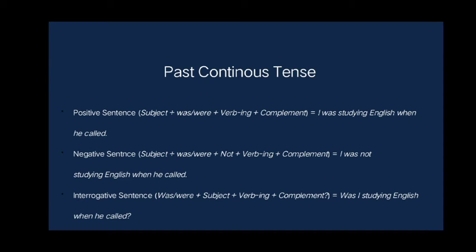Next is past continuous tense. Past continuous tense is used to show an event that is happening in the past. Usually, there are two events occurring in the past, and one is the interrupted event which uses this tense. For the positive sentence, it has a formula. The formula is subject plus was or were plus verb ing plus complement. For example, I was studying English when he called.